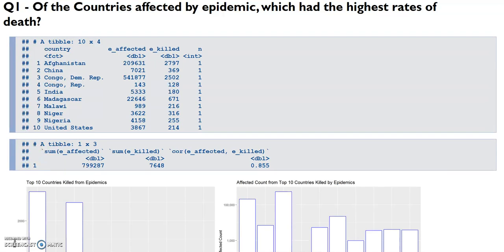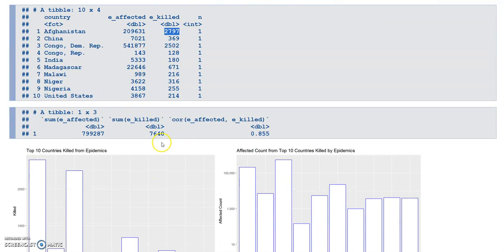In the first question, we have of the countries affected by epidemic, which had the highest rates of death? So here at the top we have a table depicting the top 10 countries that had the highest death rates and their corresponding affected count. So each of these are counts for each country for the top 10 killed total. Just below that, we were able to create a summary of each of those.